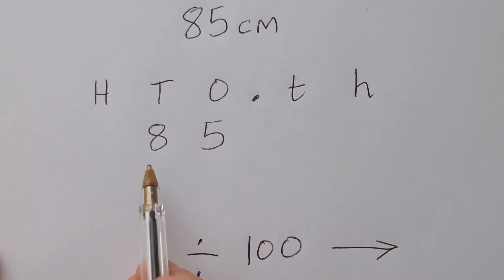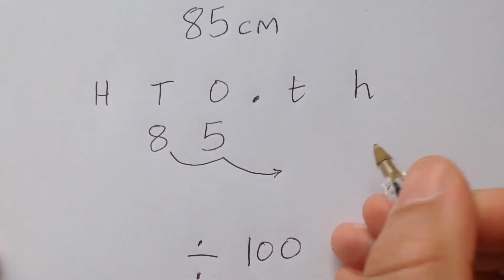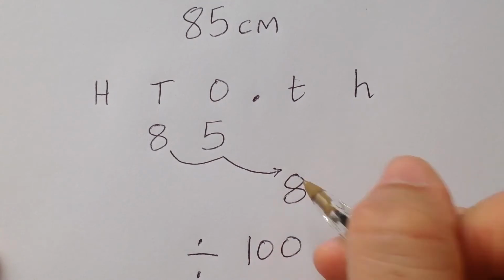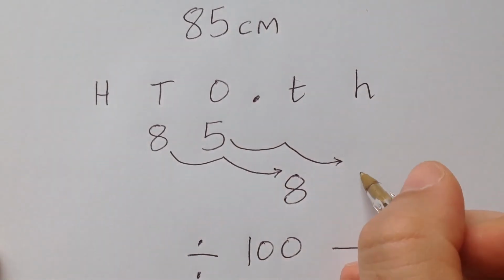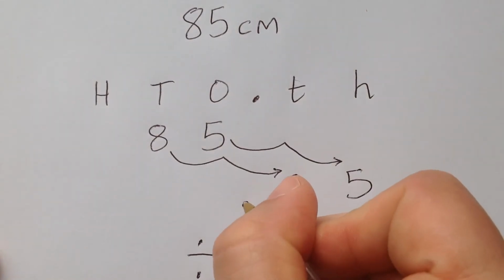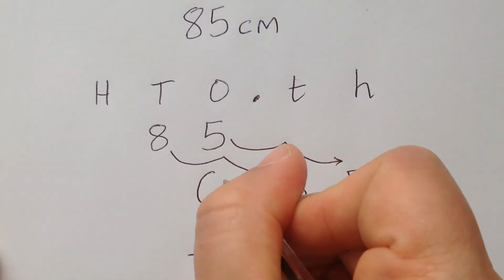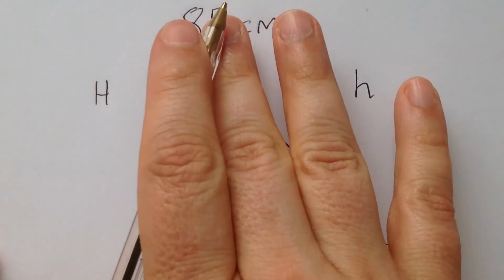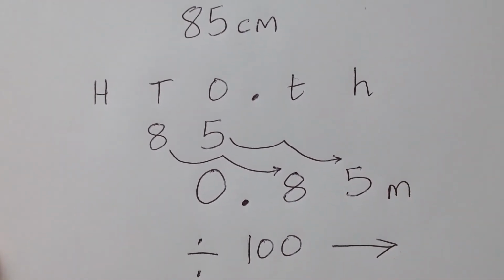So my 8 tens is going to go 1, 2, and it's going to move over into the tenths. My 5 ones is going to go 1, 2, and it's going to move into the hundredths. I've got a few more jobs here. I've got to have my decimal point, and I've got to have something in the ones, so I put a placeholder. So 85 centimetres is the same as 0.85 metres.